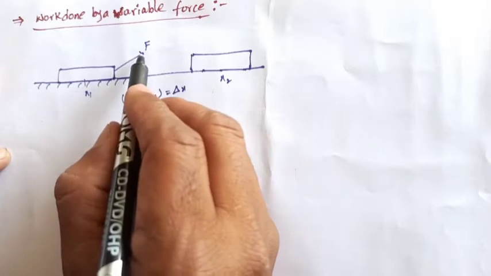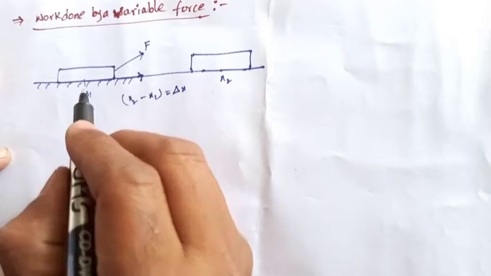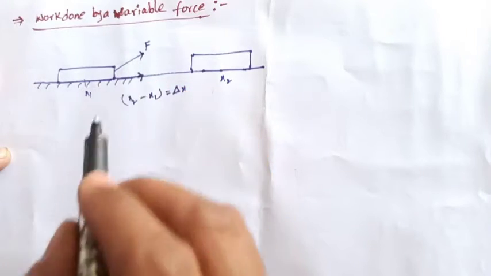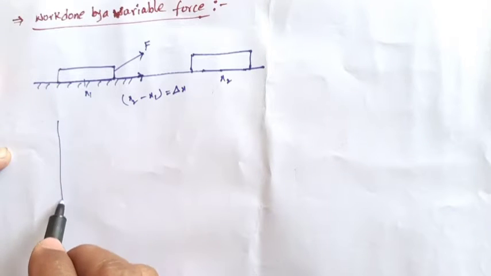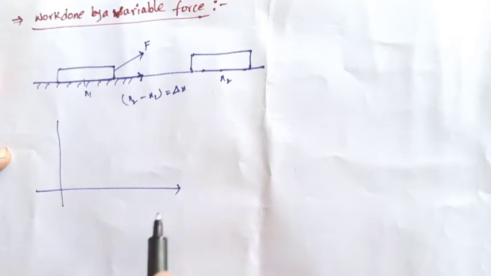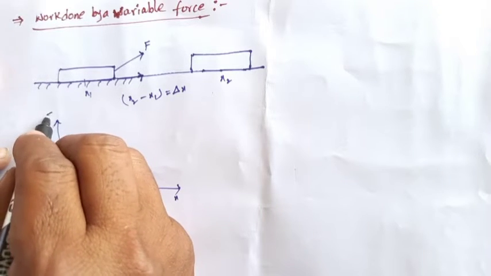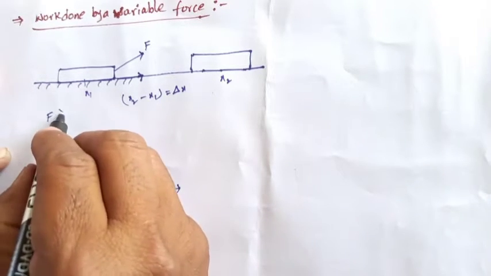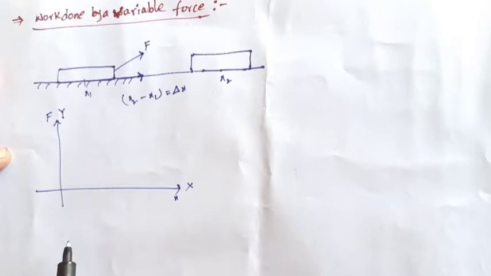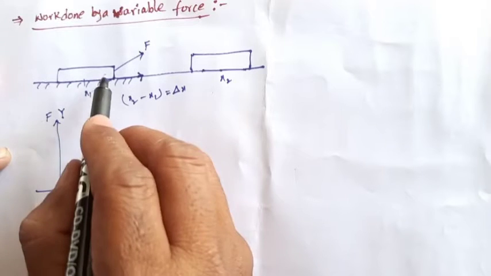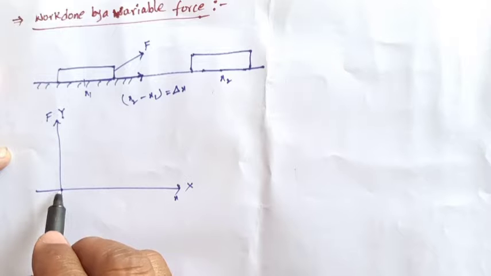Here the force is applied in the x direction, and the force is constant. In the graph between force and displacement, force is taken on the y-axis and displacement on the x-axis. For example, 100 newtons of force is applied.